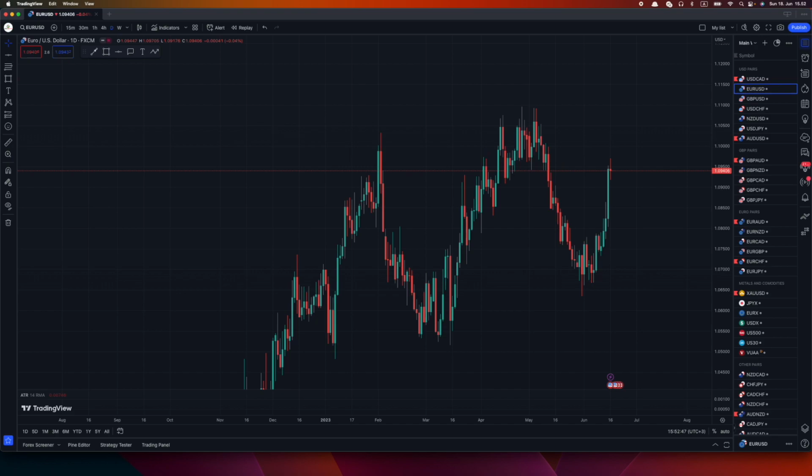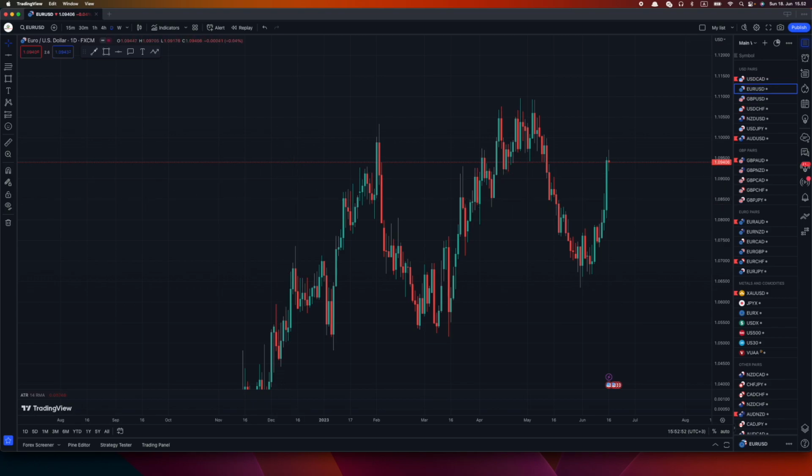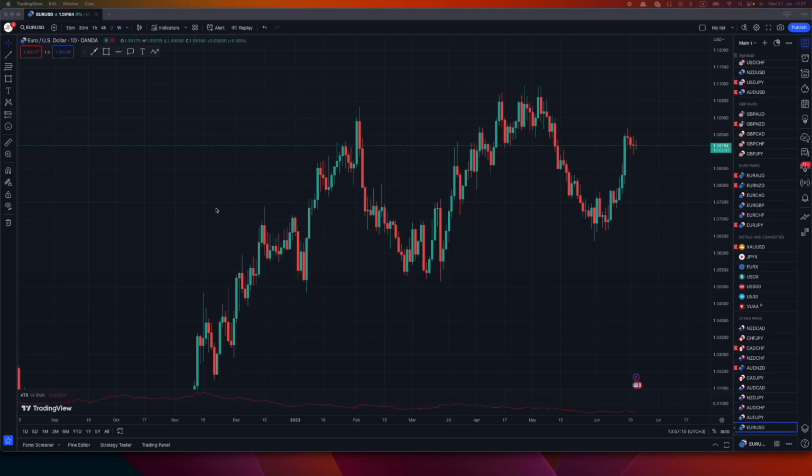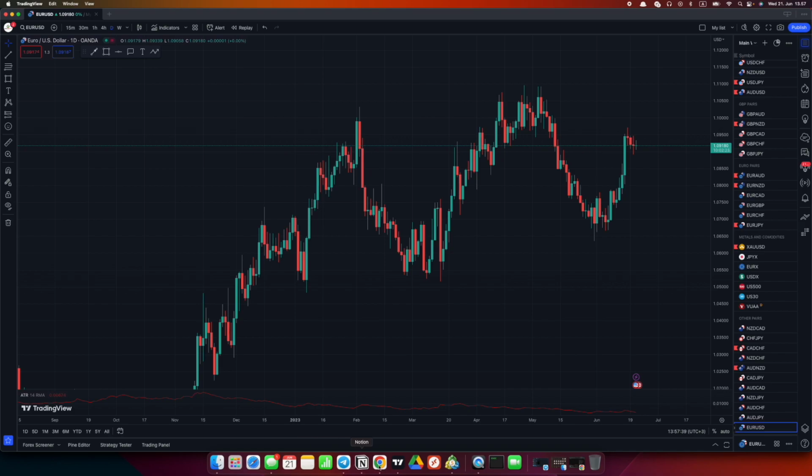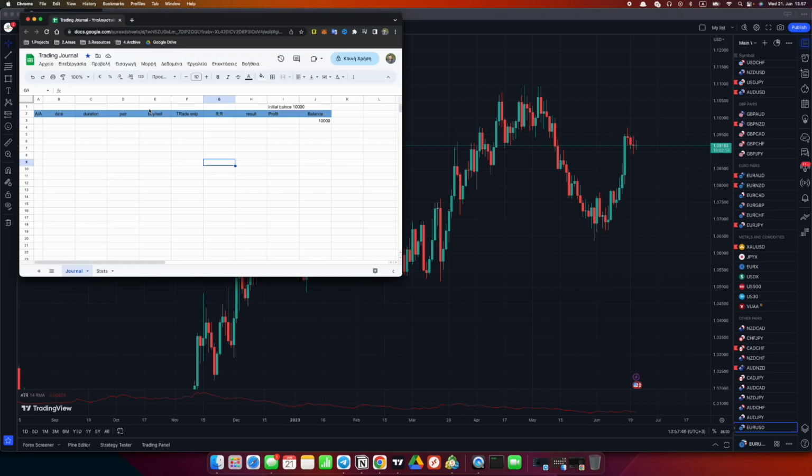I chose TradingView because you can backtest on the daily time frame with a free plan, so no additional cost to you. For the backtesting process, we will need two tools, TradingView and a spreadsheet. You can have access to both without any cost. Once you open TradingView, we choose the pair or instrument we want to backtest, which in our case is Euro-USD. Then we open Google Sheets and we create columns with the trading information we need to collect during the backtesting. In this case, it's going to be the date, the duration of the trade, the pair, if it's a buy or a sell.